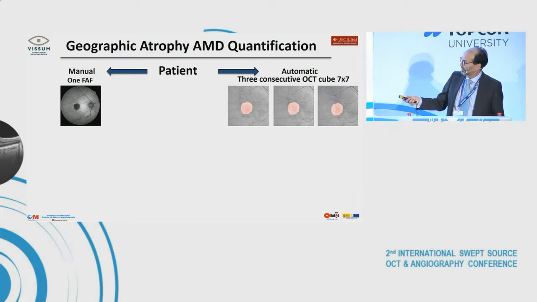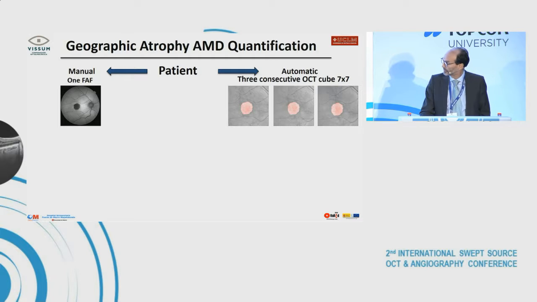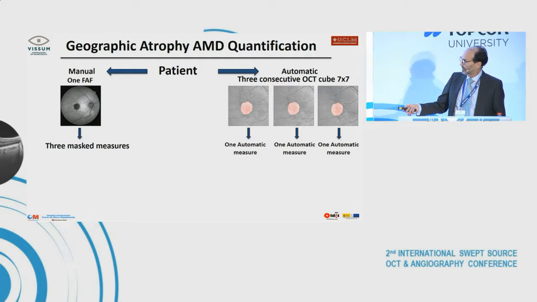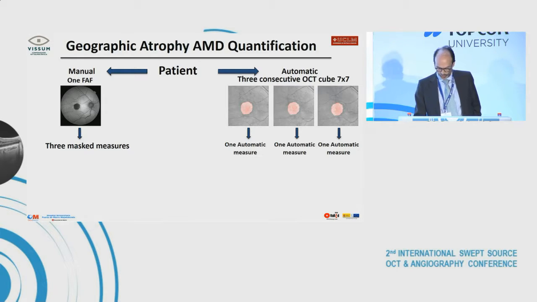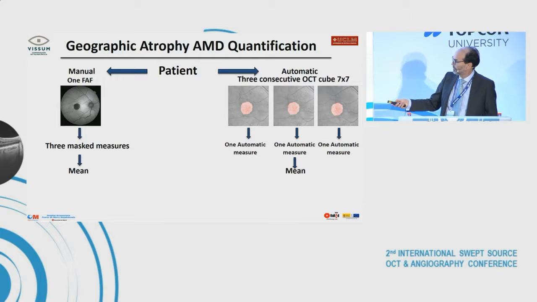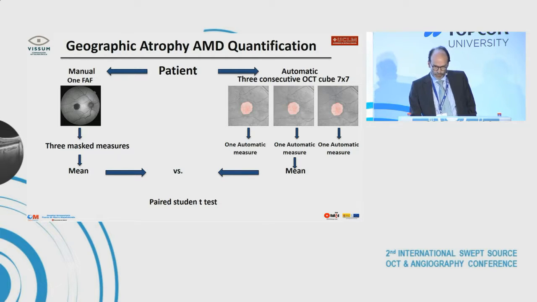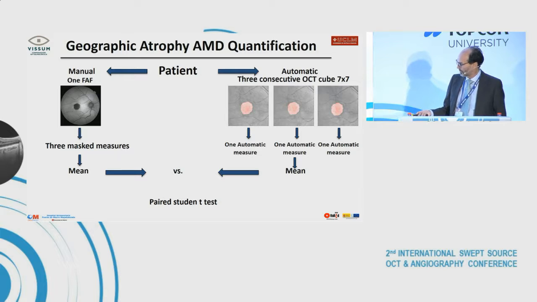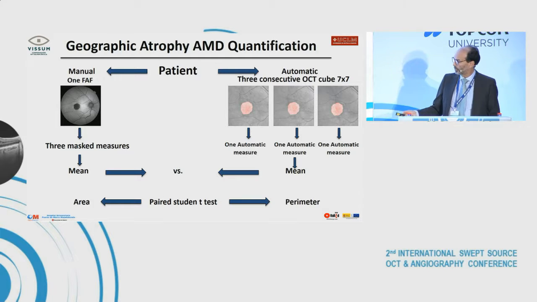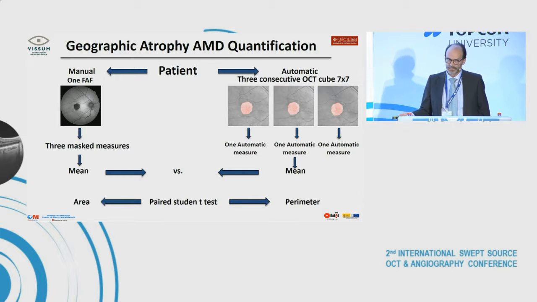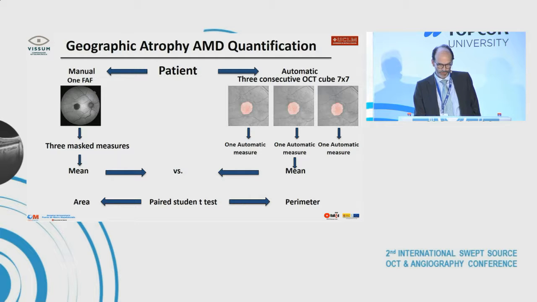Manual determination was performed on only one fundus autofluorescence image, but by 3 different investigators in a masked fashion. For automatic or semi-automatic detection, we performed 3 consecutive 7 by 7 cubes, with 1 measure in every cube, to have the mean of the 3 measures in every group. We compared them, due to normal distribution, with paired Student tests. The primary endpoint was the area of the lesion, and the second endpoint the perimeter. The most important tool was the area of the disease.